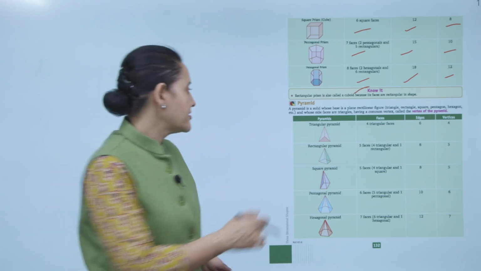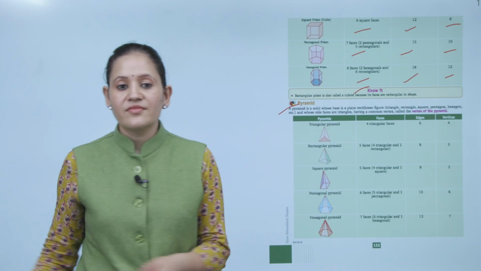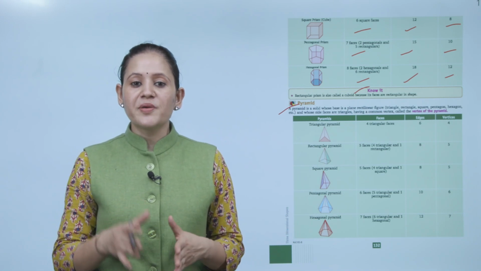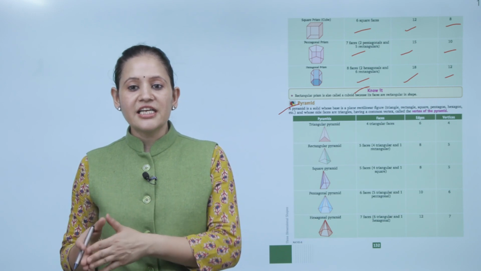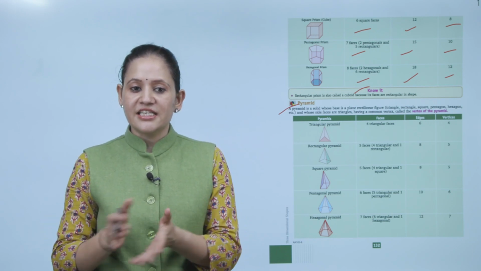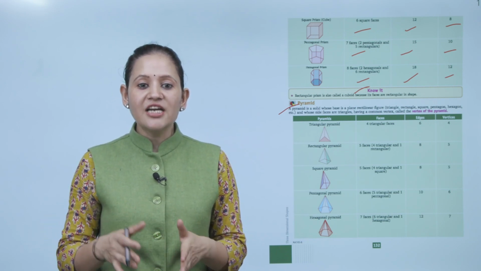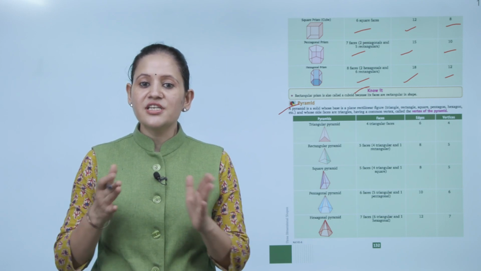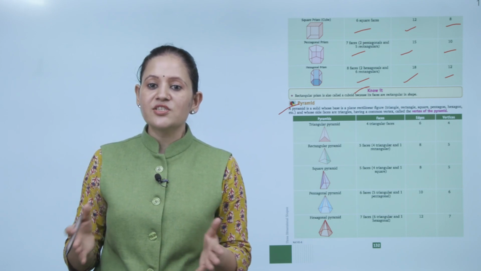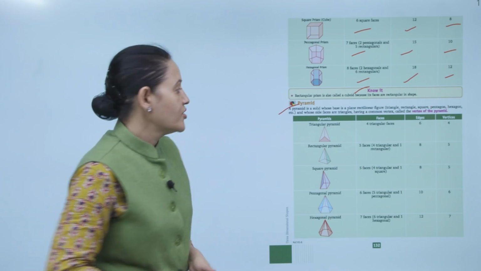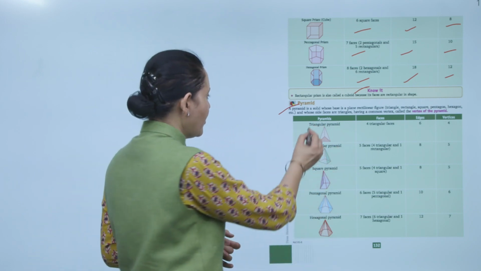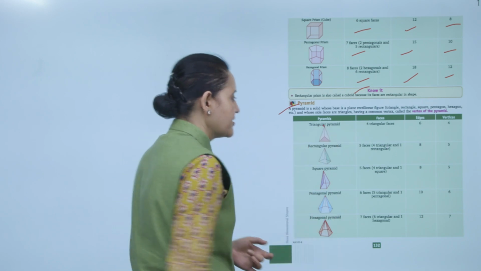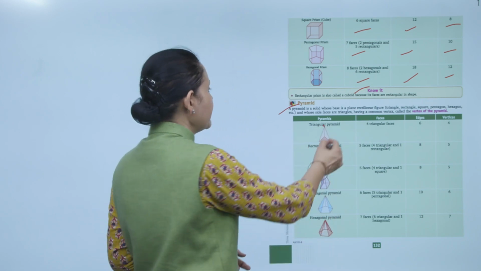Next is pyramid. A pyramid is a solid whose base is a plane rectilinear figure: triangle, rectangle, square, pentagon, hexagon, etc., and whose side faces are triangles having a common vertex called the vertex of the pyramid. So here you can see the side faces are triangular and have one common vertex. Clear? This is a triangular pyramid.